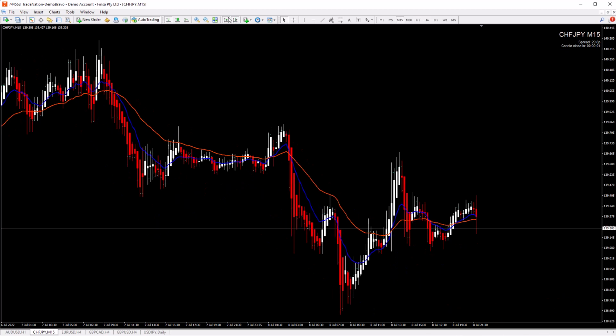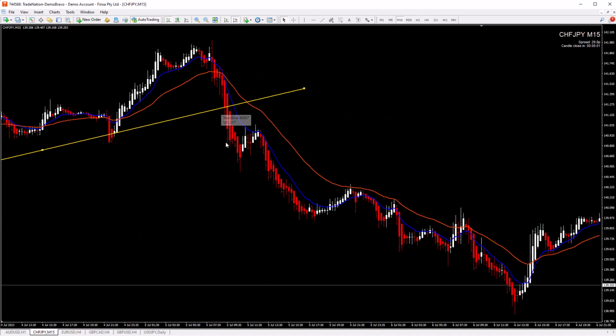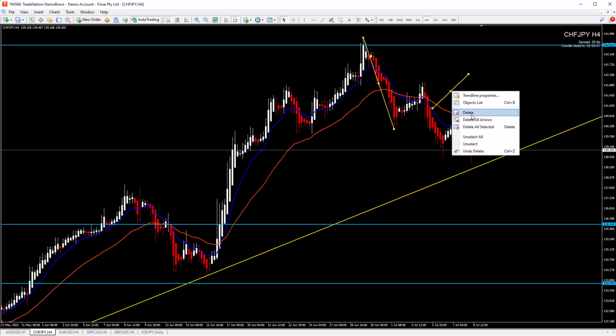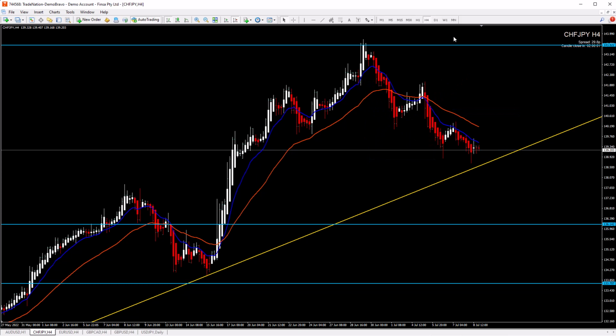Maybe combinations with 15 minutes, let's see, or 5 minutes. Yeah, so we had 15 minutes but bounced to 12. So this would be your entry here, stop loss above. So also nice trade. Yeah, so that's why we like to combine the higher time frames with lower time frames, because we have more probability.